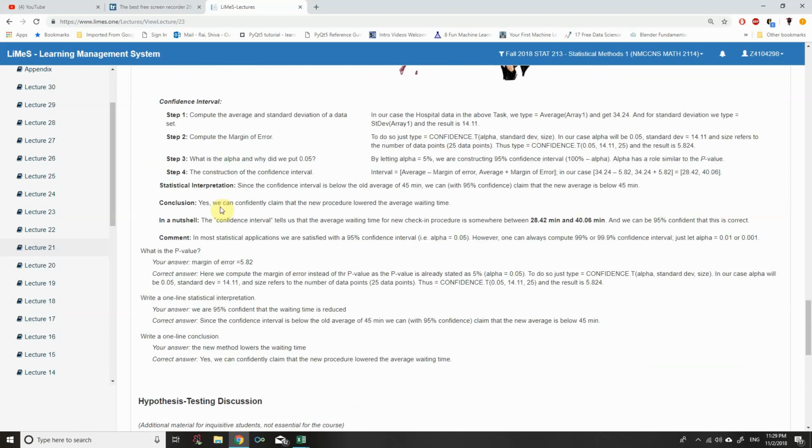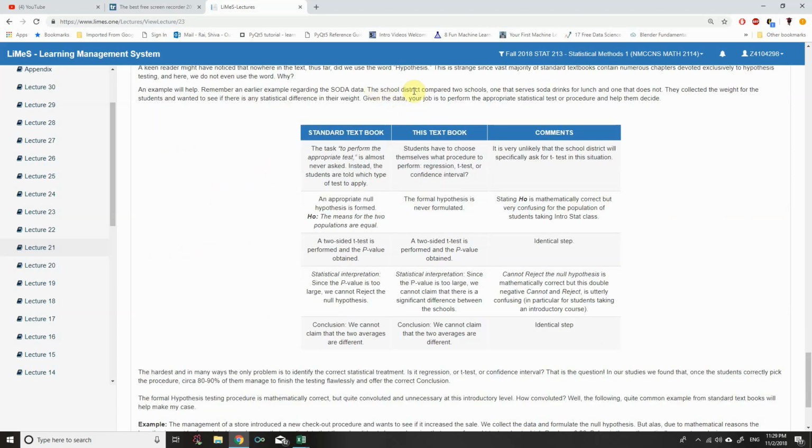Yeah. The school district compared two schools, one that serves soda drinks for lunch and one that doesn't. They collected the weight of students and wanted to see if there is any statistical difference in their weight. Given the data, your job is to perform the appropriate statistical test or procedure to help them decide. So it was quite straightforward that we went for comparing two averages between schools. One of the schools provided soda, another didn't.